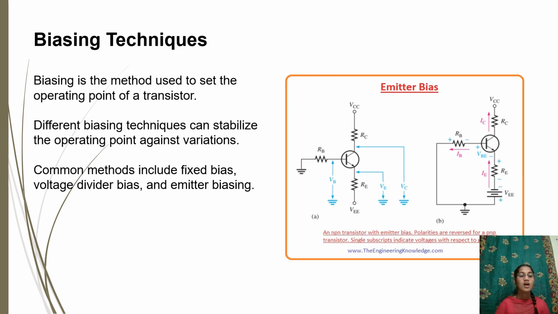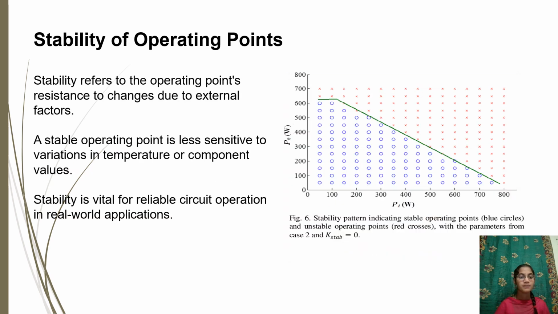Biasing techniques. Biasing is the method used to set the operating point of a transistor. Different biasing techniques can stabilize the operating point against variations. Common methods include fixed bias, voltage divider bias, and emitter bias. Out of these, fixed bias is the best to operate the operating point in a forward bias.